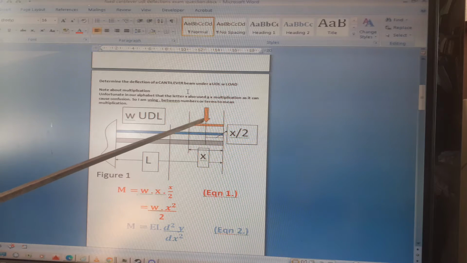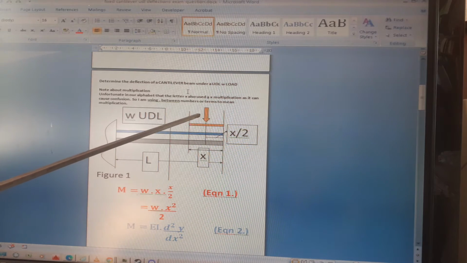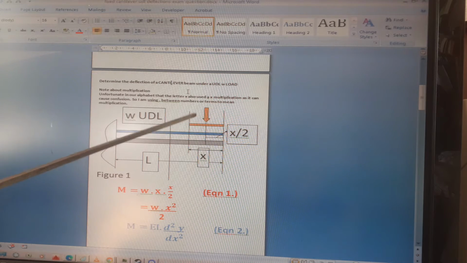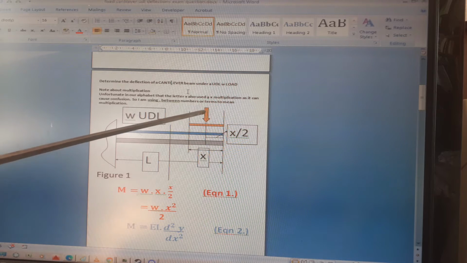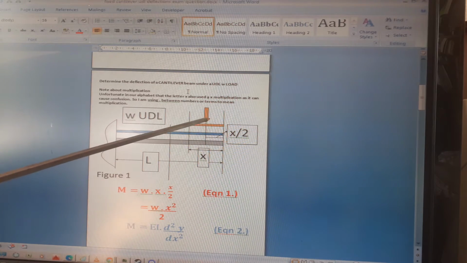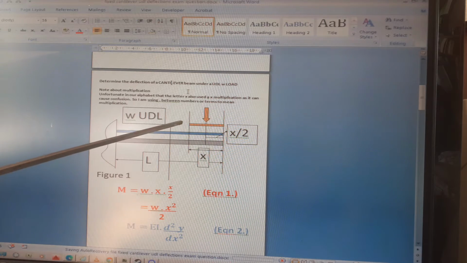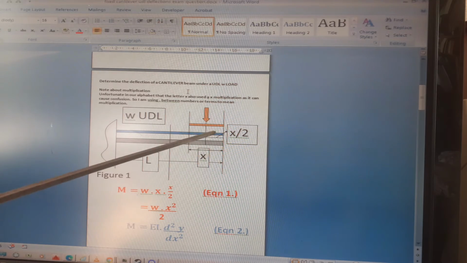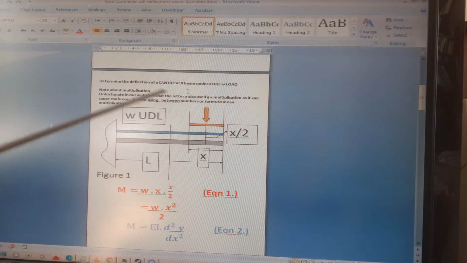This goes back to my previous videos. The orange here is your equivalent point load for a UDL. We use that a lot, and I've explained it in other videos as well. So the distance of the UDL we're looking at is x, and the distance to the equivalent point load is x over 2.